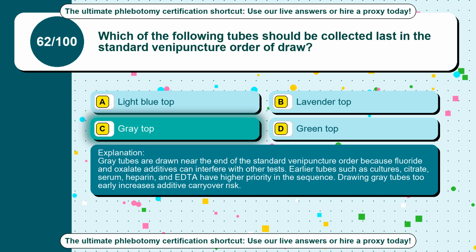Earlier tubes such as cultures, citrate, serum, heparin, and EDTA have higher priority in the sequence. Drawing grey tubes too early increases additive carryover risk.